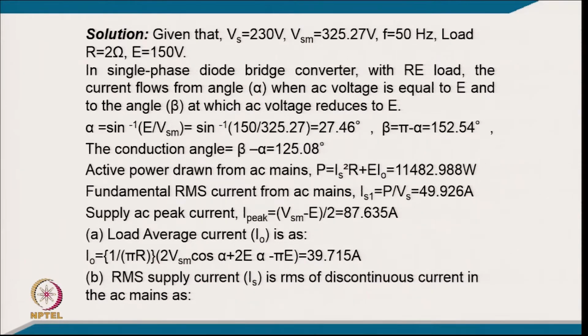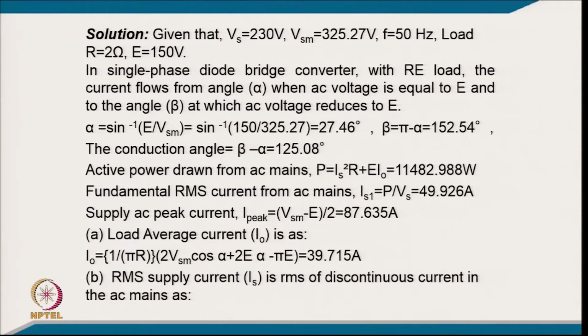So, in a single phase diode bridge converter with the RE load, the current flows from angle alpha, when the AC voltage is equal to E, and the angle beta at which the AC voltage reduces to E. So, from the relation, we can call it Vm sin alpha equal to E. From this we can find alpha, putting the value it comes 27.86, and beta will be pi minus alpha. So, here it starts the current, here it ceases the current.